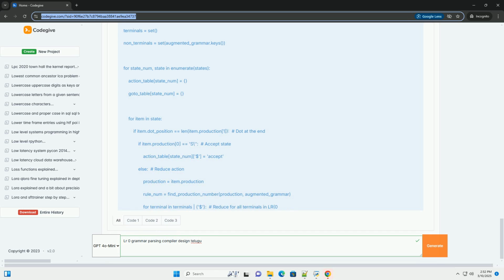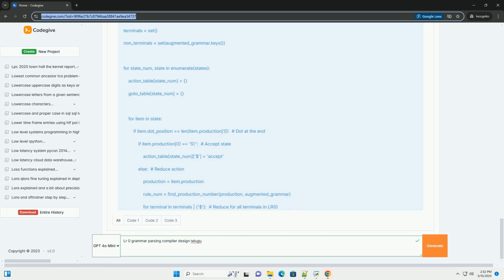3. Build the parsing table. Action table: if goto(state, terminal) = new_state, then action[state, terminal] = shift new_state. If item A → α. is in state and A ≠ S', then action[state, terminal] = reduce A → α for all terminals. This is where LR(0) can have conflicts, we'll discuss that later.